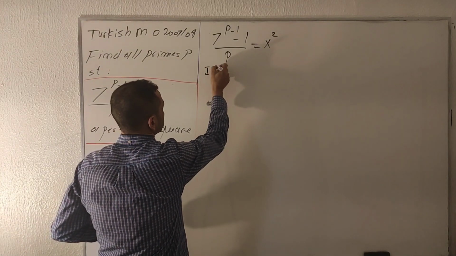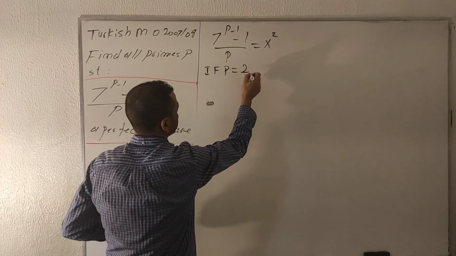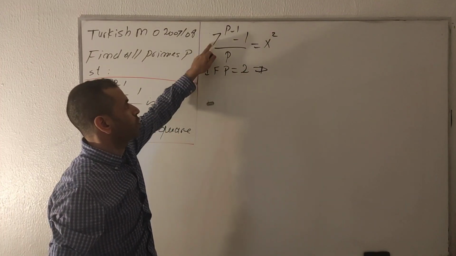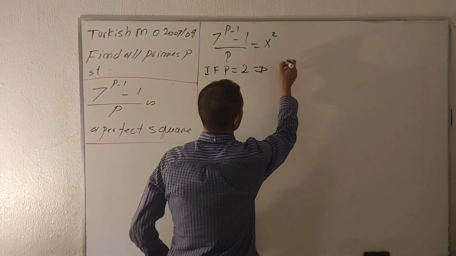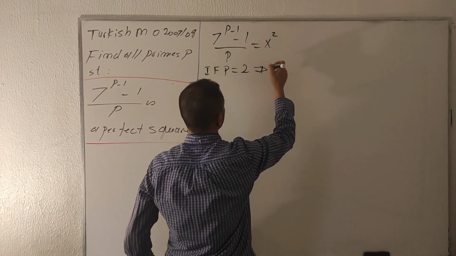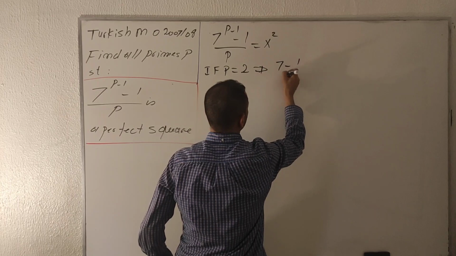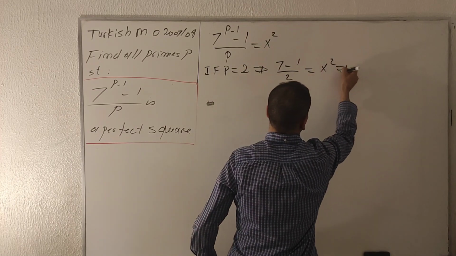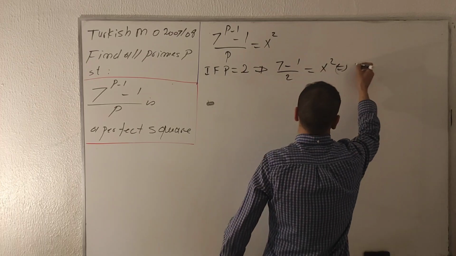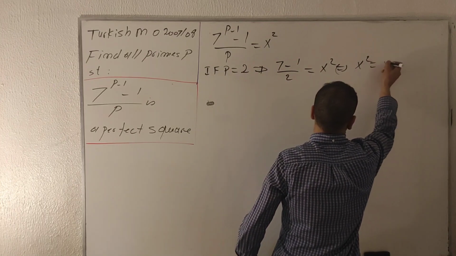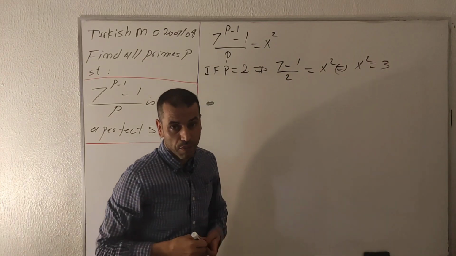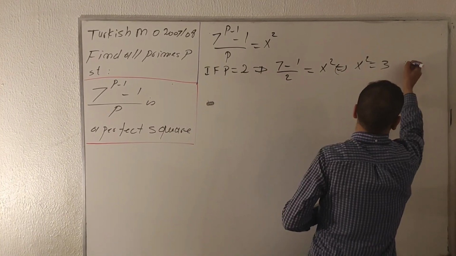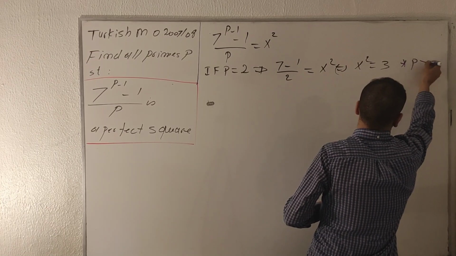If p equals 2, as an even prime, I'm going to insert this value into this fraction to see what it gives us. We'll have (7 - 1)/2 equals x^2, equivalent to x^2 equals 3. But this is not a perfect square, which means it's impossible for p to be an even prime, so p must be an odd prime.